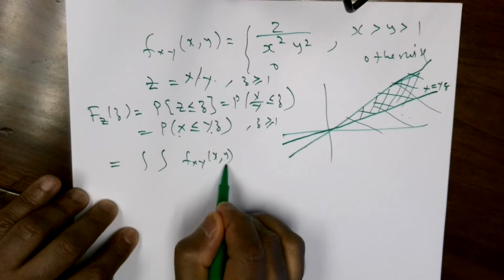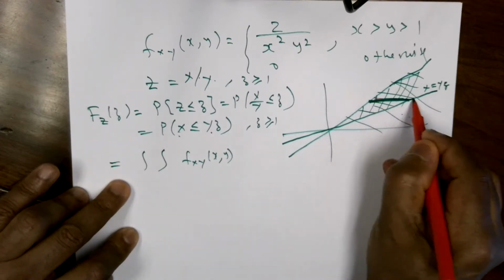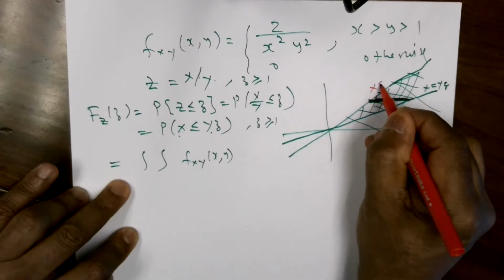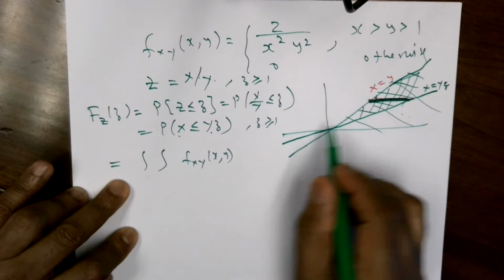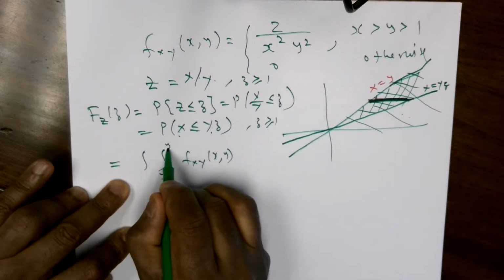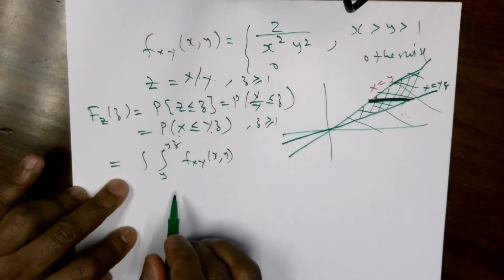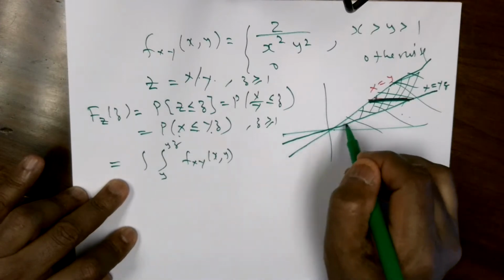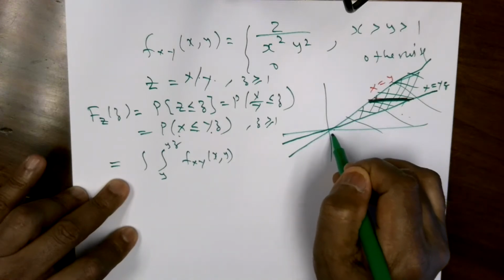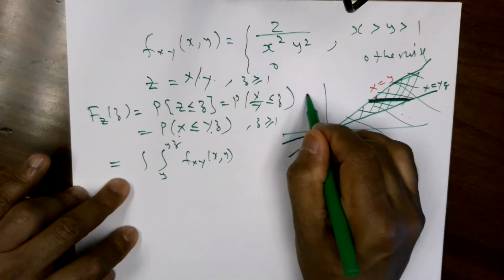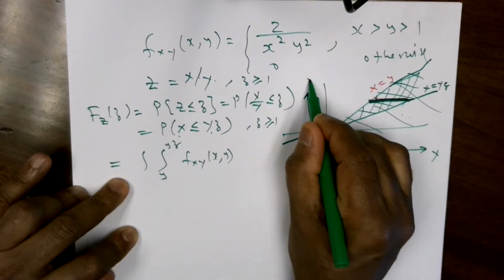So that region is going to be the integral of f_XY of x comma y, and if I take a horizontal strip, this line is x equal to y, so you can see the limits. x goes from y to yz, and y goes from 1 to infinity. Imagine this point is (1, 1), and let's say our coordinate system is here. This is x, this is y.